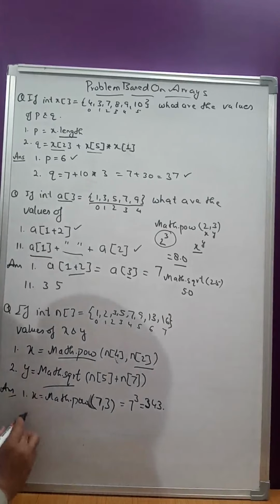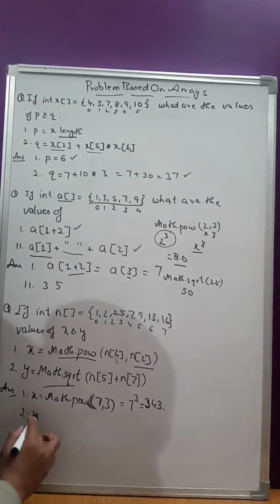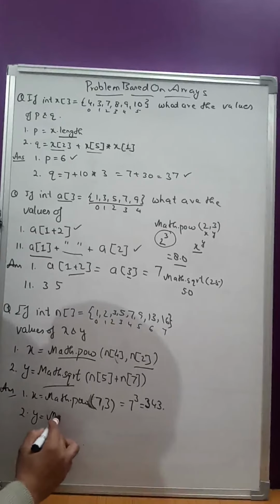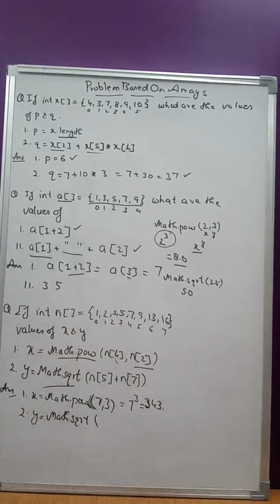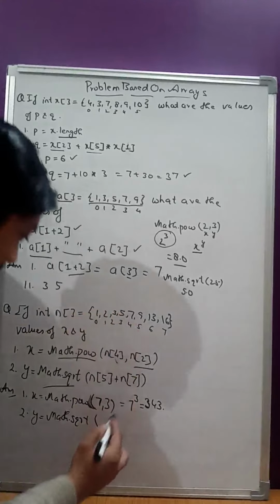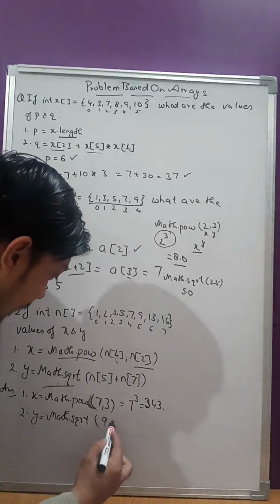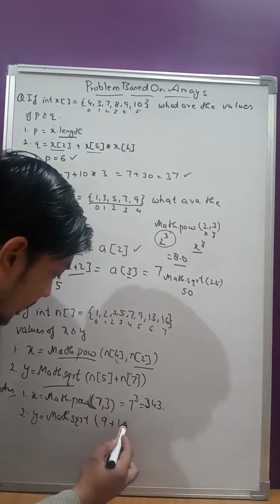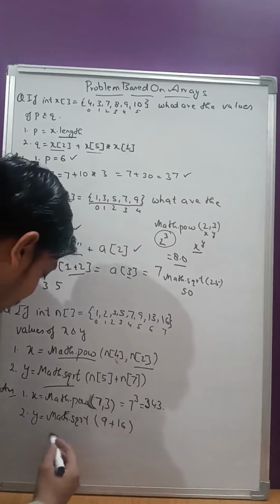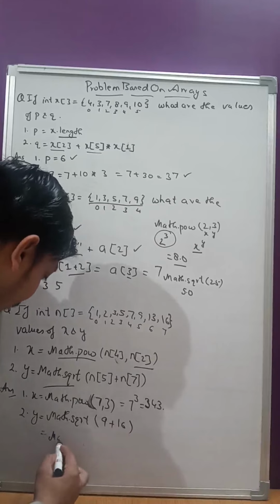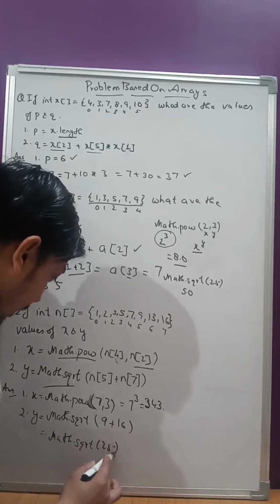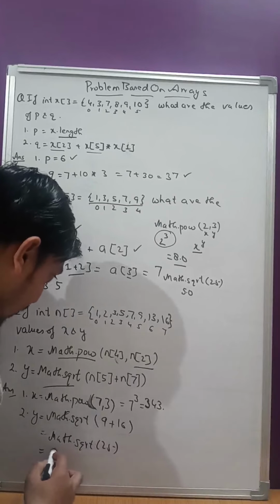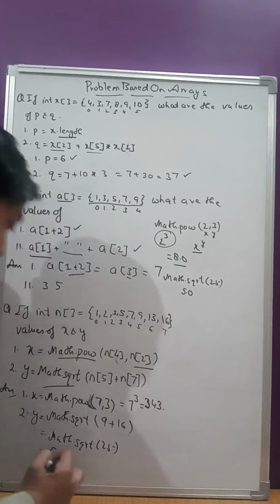Coming over to the second question, it says that y is equal to math.sqrt, and in the bracket the value on the fifth index, which is 9 over here, plus the value on the seventh index, which is 16 over here. 9 plus 16, what will be the value? Math.sqrt of 25. So when you calculate the sqrt of 25, it will be equal to 5.0.